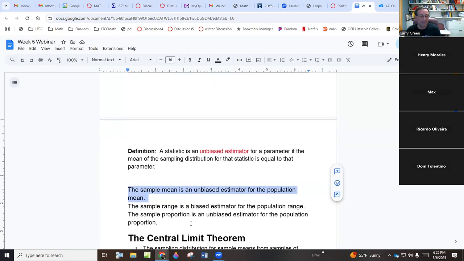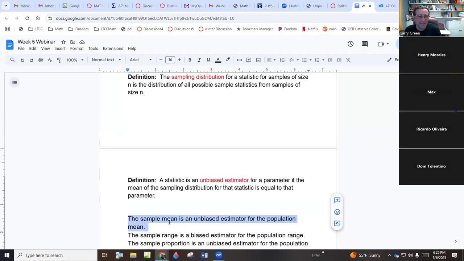Okay. So that is an unbiased estimator. In other words, if you take the mean of 3 baseball players and you found out it was 26 years old, that's your best guess for the mean of all baseball players. Do you see? It's not biased. On the other hand, the sample range is a biased estimator for the population range. Okay, let me explain why. That one's an easy one to understand.